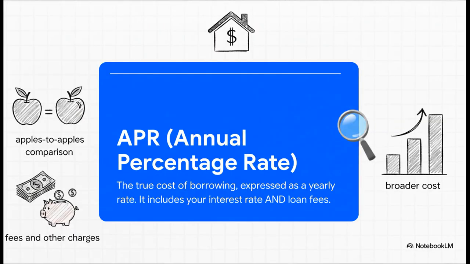And finally, we have APR, the annual percentage rate. Now, it's really important to know this is not just your interest rate. APR is the true cost of the loan because it includes your interest rate plus all the other fees and charges. So when you're comparing loan offers, looking at the APR is the only way to get a real apples-to-apples comparison.